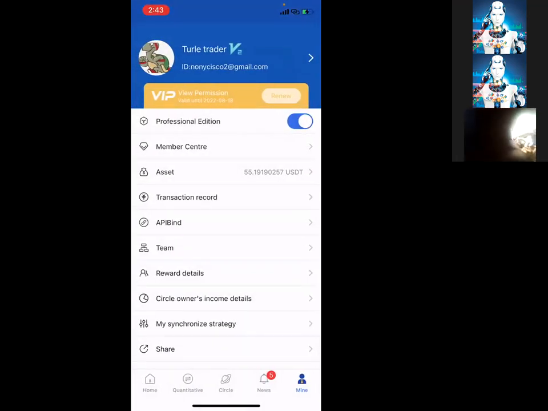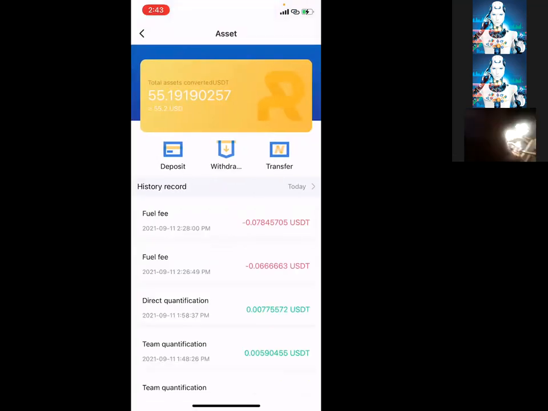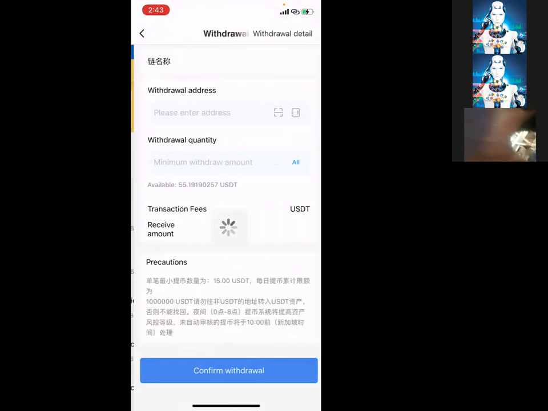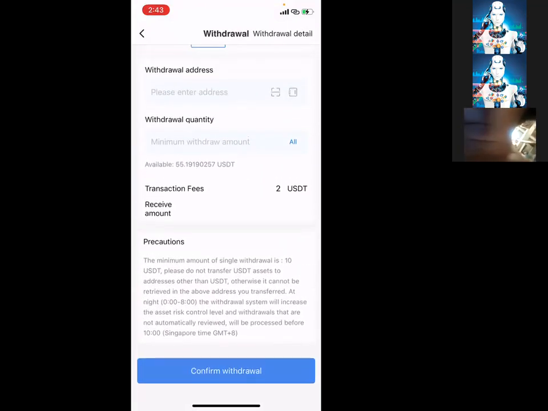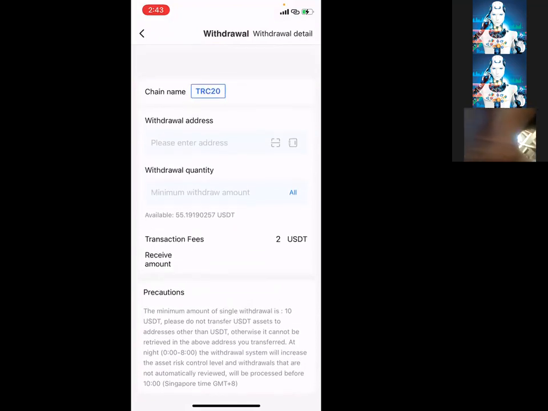I've talked about assets already. Asset is where they take the fuel fee, and that's where it's a wallet. You can withdraw the money from this wallet. You can see withdrawal. Let me go to my withdrawal. You put the address, maybe your Binance address. Put your Binance USDT withdrawal wallet address here. Make sure it's TRC20.